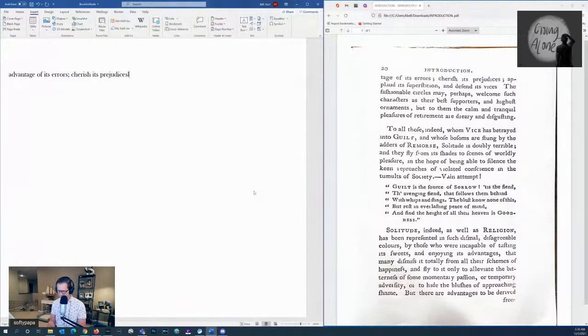Goodnesses. Isn't it interesting how they put a space before the semicolon, like this. Applaud its superstition. The F at the front, it'd be Fuperpfiffen, comma, and defend its vices. There should be a period there, but there is none.